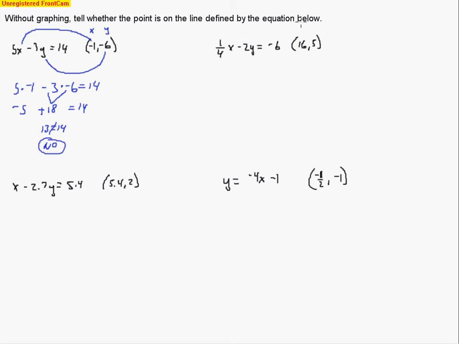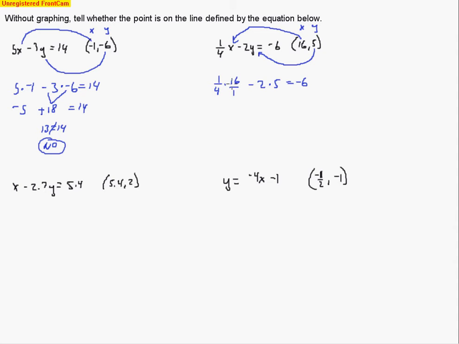Next one, same sort of thing. We've got our x value and our y value. You're just going to substitute and put the point that you're given into the equation that you have. So 1/4 times by 16. Treat that 16 as 16 over 1 to see if there's cross-canceling that can go on. Put the 5 in for the y and set it equal to -6. See if it equals or not.